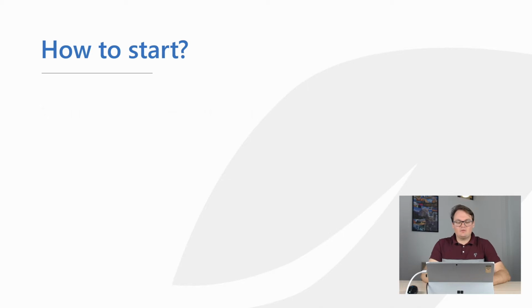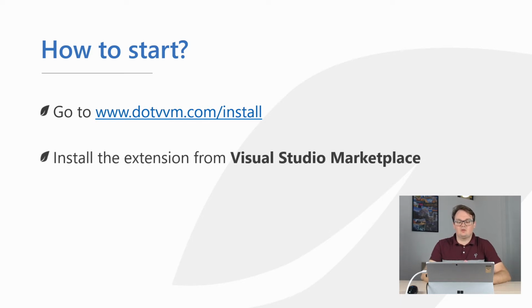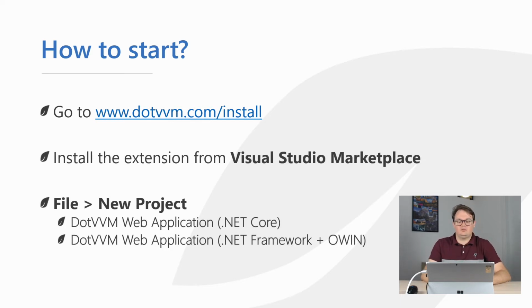And how to start with .vvm is very easy. You can just go to .vvm.com/install and download an extension for Visual Studio, or you can do it from Visual Studio itself. There is Tools, Extensions, and you can search for them. And if you write .vvm, it will give you the extension. So that's it. We are using the Visual Studio Marketplace, the official distribution channel for extensions. And then you can just use File, New Project and search for .vvm project templates, and you will be able to create a new .vvm application.